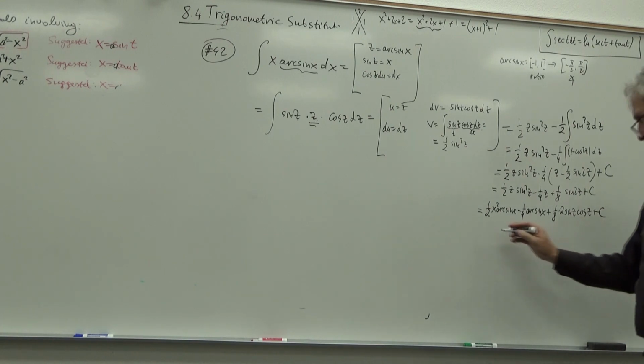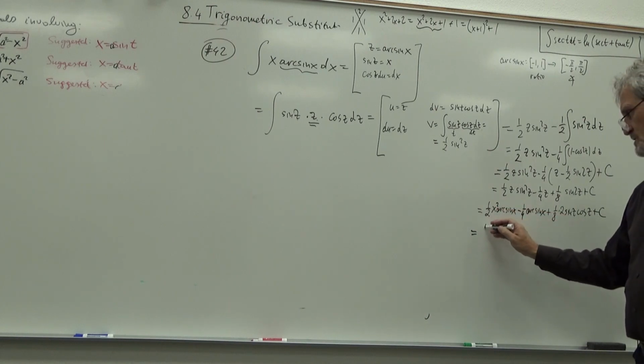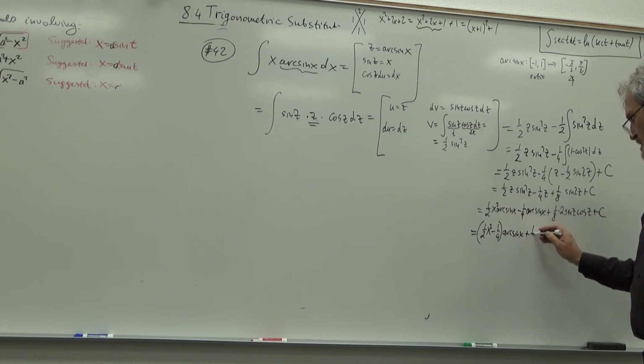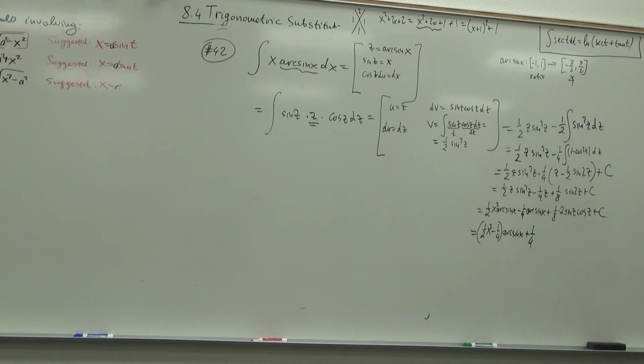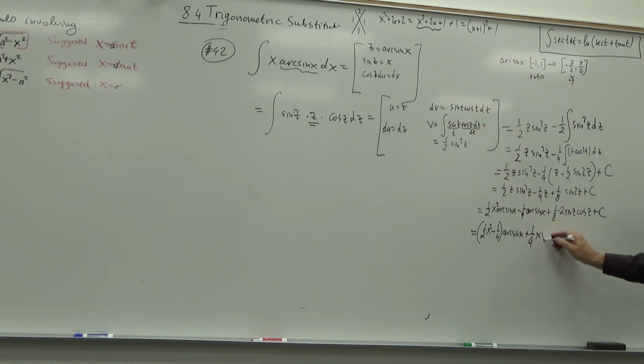So that would give us, I can factor out arc sine x if you want here, so it will be 1/2 x squared minus 1/4 arc sine x plus 1/4, right? Sine z is just x, and cosine z is square root of 1 minus x squared plus c. What did I do here?